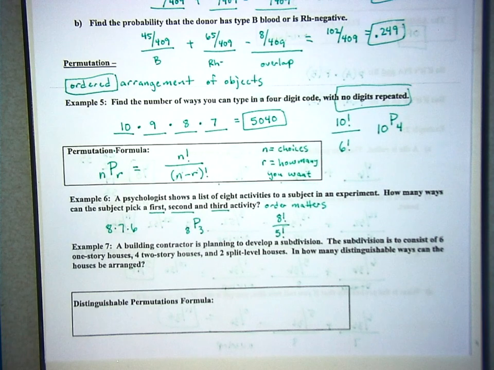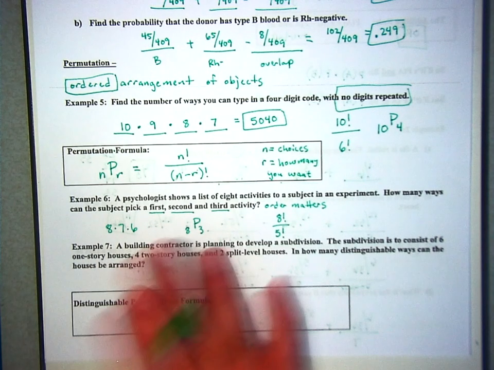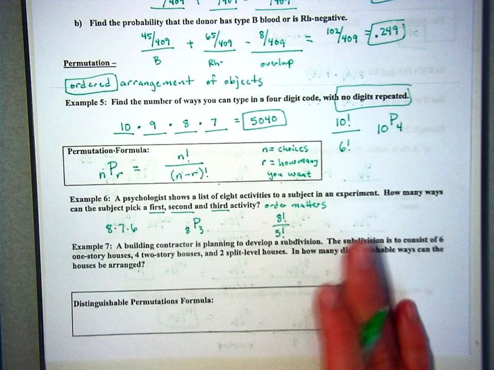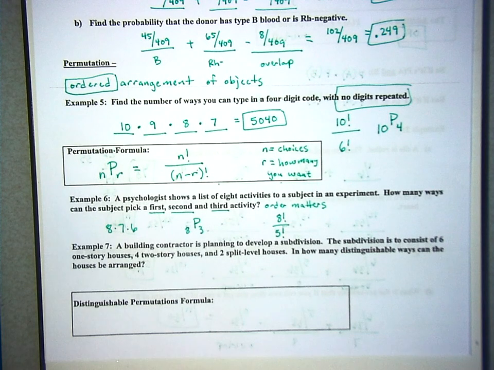Do you have to learn all of these? It depends. Are you taking the AP test? If you're taking the AP test, they might put this in many different ways when they're talking about it, so you have to be familiar with it. If you're not taking the AP test, for me, I don't care which one you use.